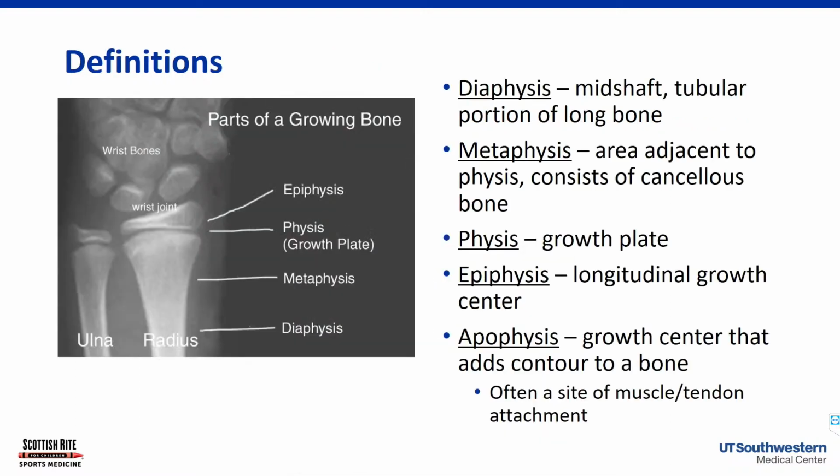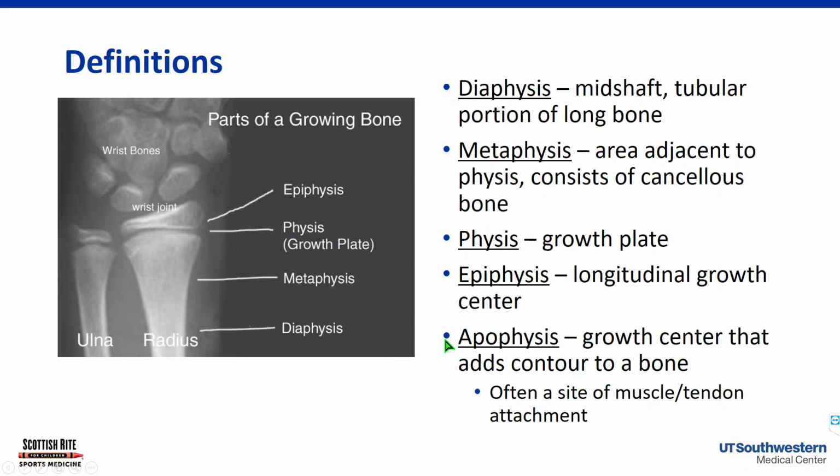So, just a review of a normal growing bone: the physis is the growth plate itself. The diaphysis is the shaft coming down. The metaphysis is the area adjacent to the physis, and this is where we add new bone. And then the epiphysis, with an E, is the growth center on the end that attaches to the joint. An apophysis, with an A, is typically a site of bone or tendon attachment.